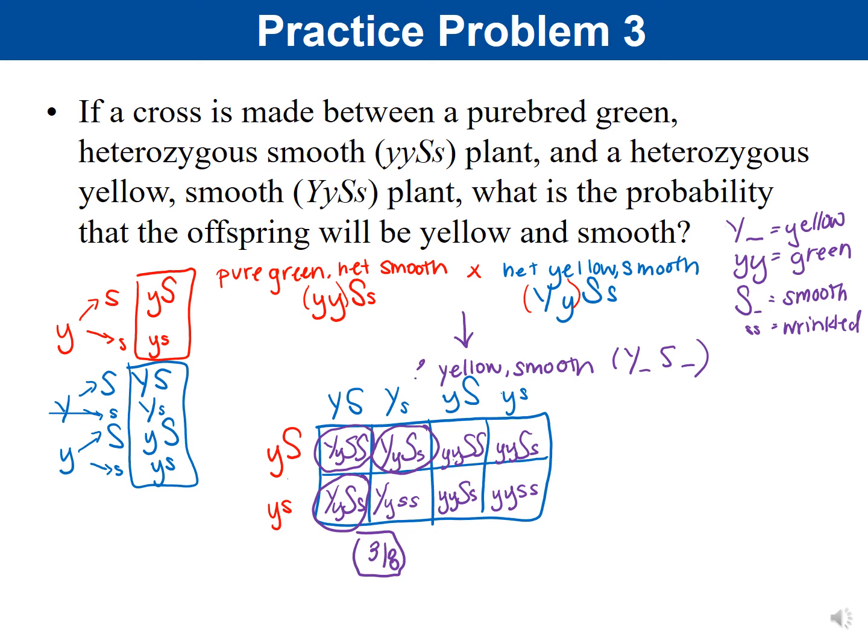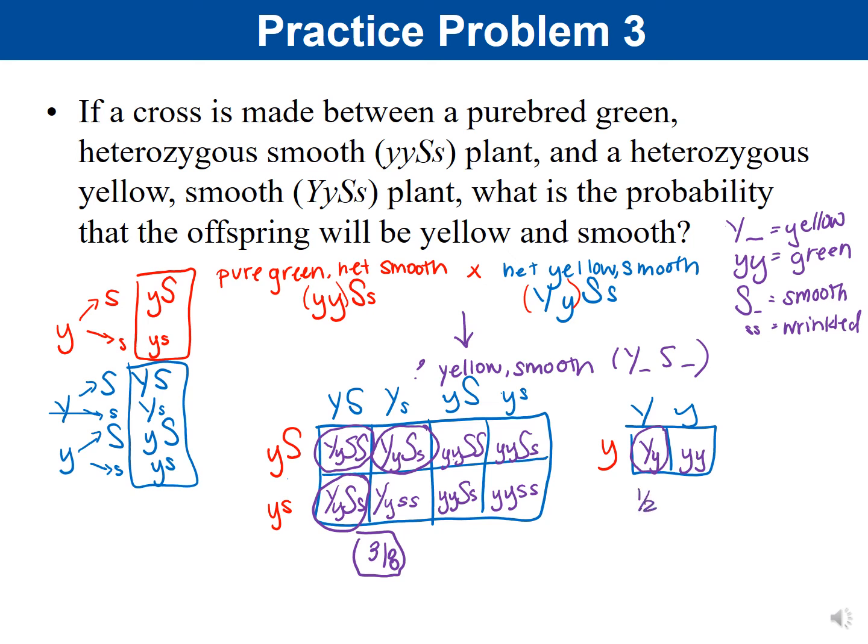I would have little y is the only option for this one. And this other parent can give big Y or little y. And so my offspring would be big Y, little y, little y, little y. So now I'm just looking at the probability of being yellow. This is yellow, 1/2.